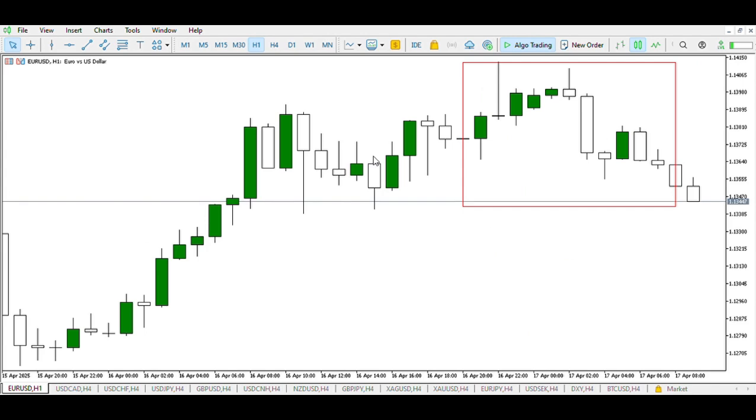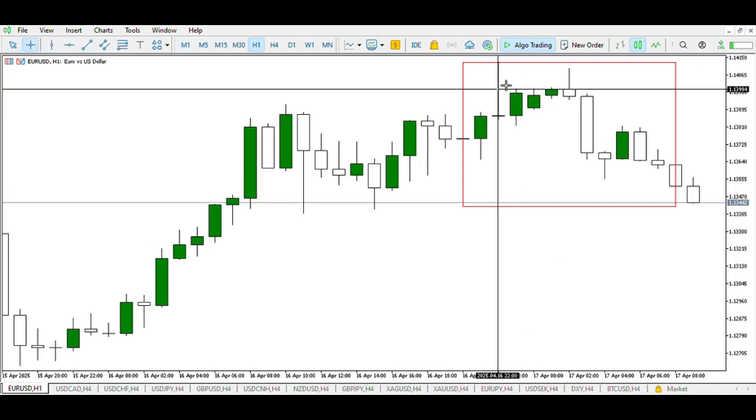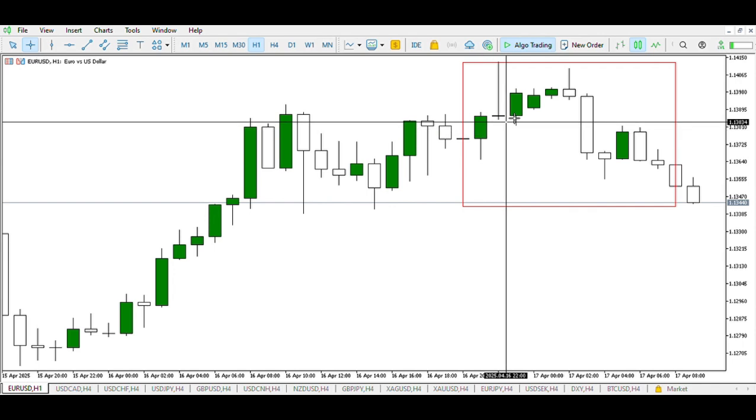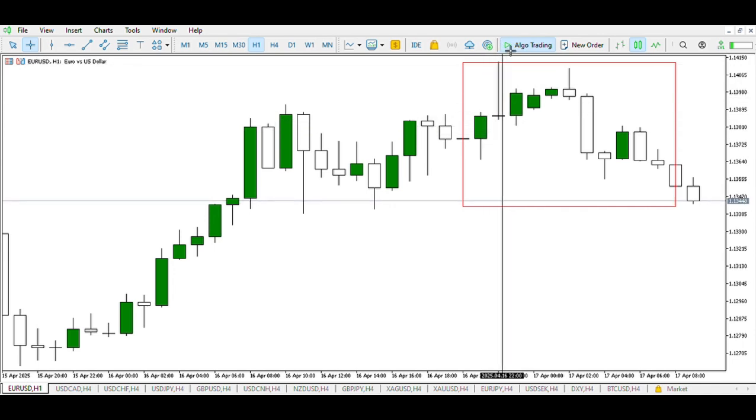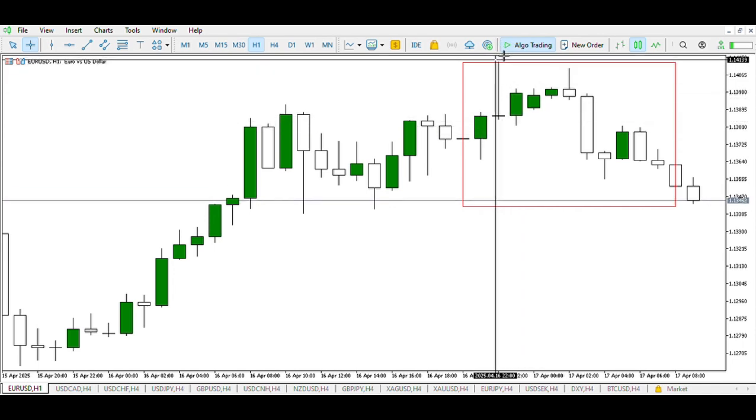Let me look for an example. Like this candle right here, it signifies indecision in the market. So this signifies neither buying nor selling pressure, but indecision from buyers or sellers.